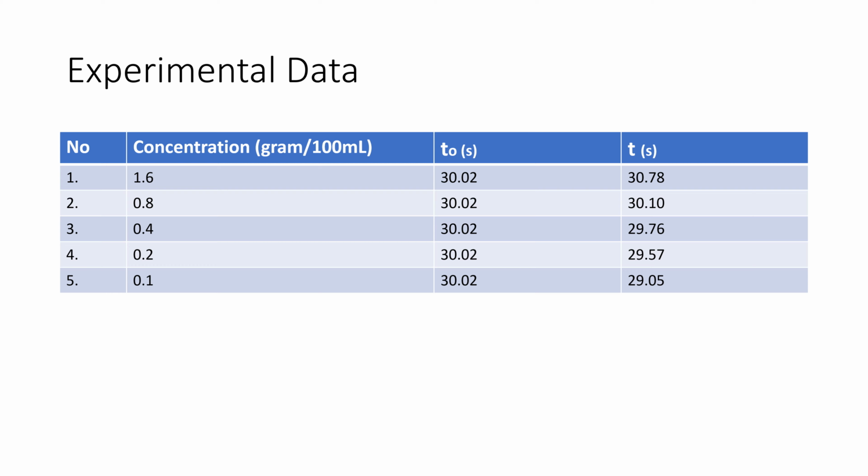And this is the experimental data. So from the Oswald, you will get the data of time. Look at this table. The first column is the number. The second column is the variant of concentration. The third column is T0. It means the time of aqueous. Like I mentioned before, that T0 is the relative comparison. I repeat again that T0 means the time of aqueous. And the last column is the time for each concentration.